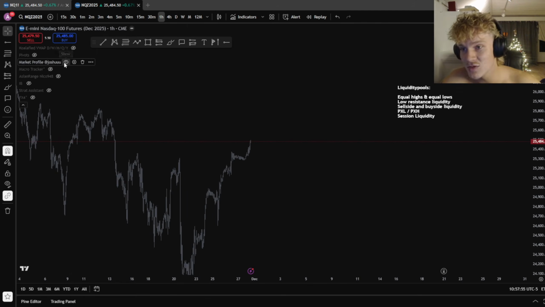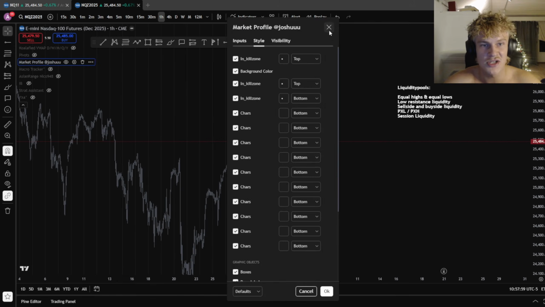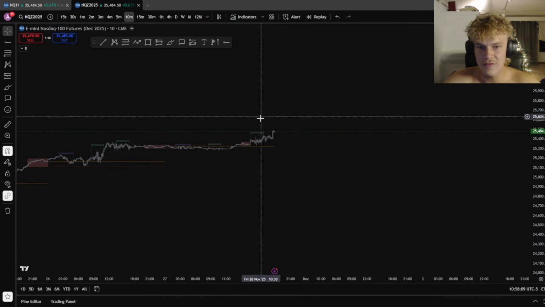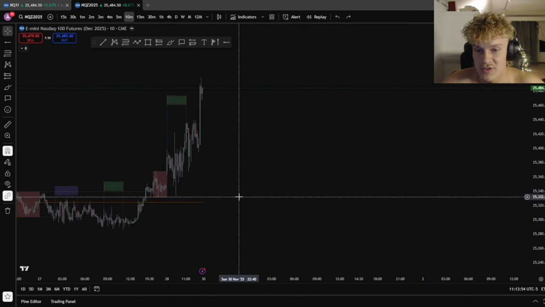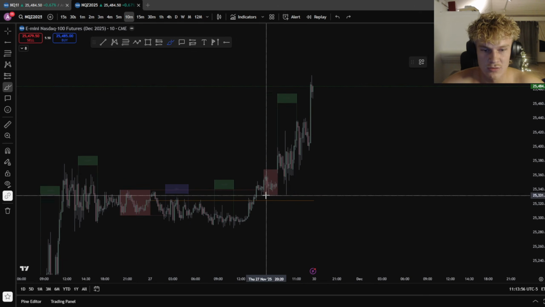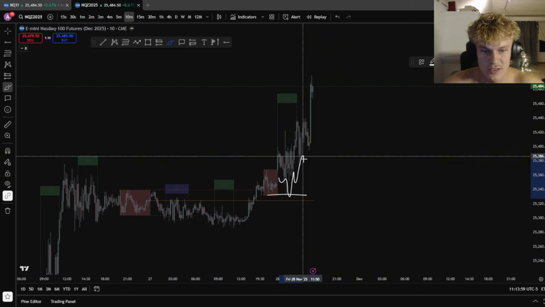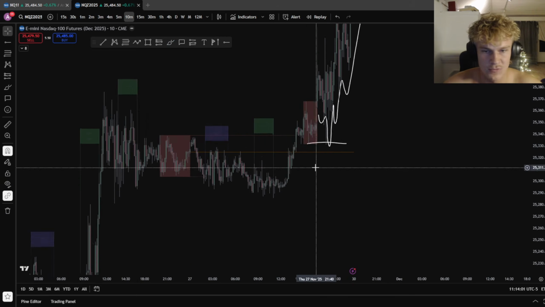And last but not least, we have session liquidity. For that, I like to use this indicator, Market Profile by Joshua, which shows you all the previous session highs and lows. For example, you can see on Friday, we took out Asia lows right here, and then decided to reverse off it.